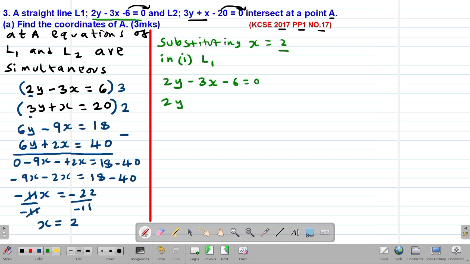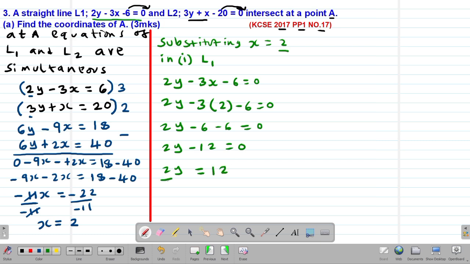So this will be 2y minus 3 into my x, which is a positive 2, then minus 6 equals 0. This will give me 2y, negative 3 times 2, I'll get negative 6, minus 6 being equal to 0, which will give me 2y minus 12 being equal to 0. Therefore, 2y will be equivalent to, when I take 12 towards the right hand side, 0 plus 12, which is positive 12. Then I divide through by 2, so that 2 and 2 can cancel out.